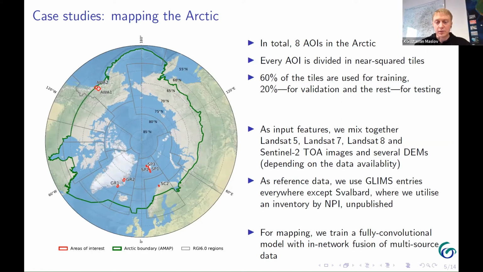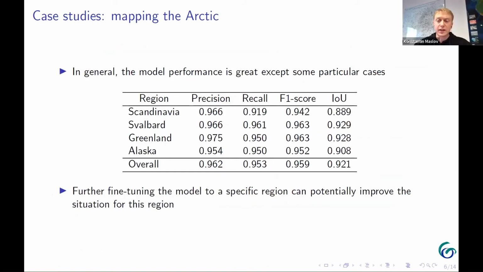Because we have multi-source data, first because of different platforms for optical data, and second because of different types of data that we use, optical imagery and digital elevation models, we train models with in-network fusion of these types of data. So in this slide, you can see the results that we obtained. In general, the model performance is great, except some particular cases, which I'll cover later.